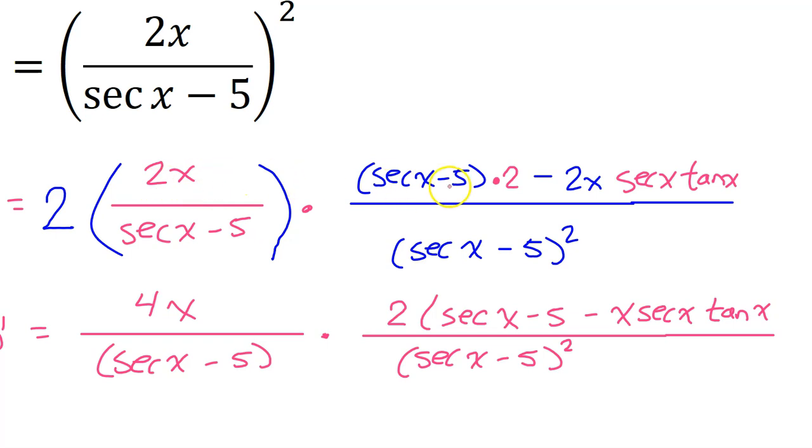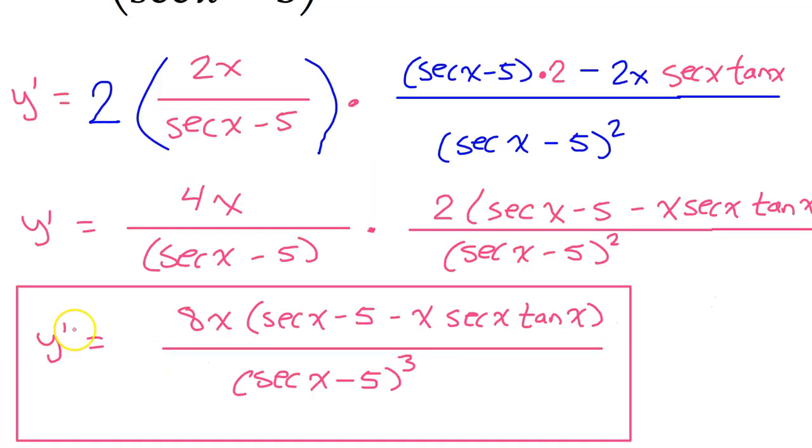I made a couple other cosmetic changes. 2 times 2x is 4x, and I noticed that both of these terms had a common factor of 2. So I went ahead and pulled the 2 out in front of that so that on the next step I could multiply this 2 times the 4x. So here's a slightly simplified version of y prime, but again, on a test, please stop here.